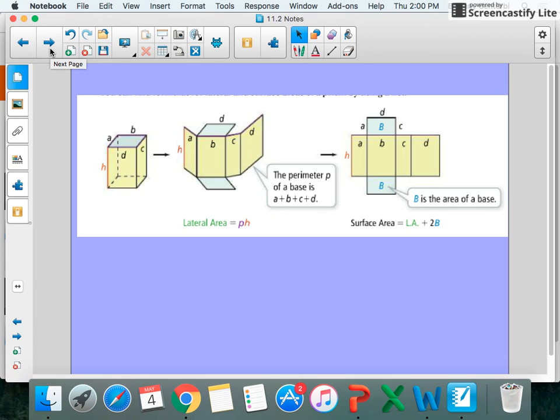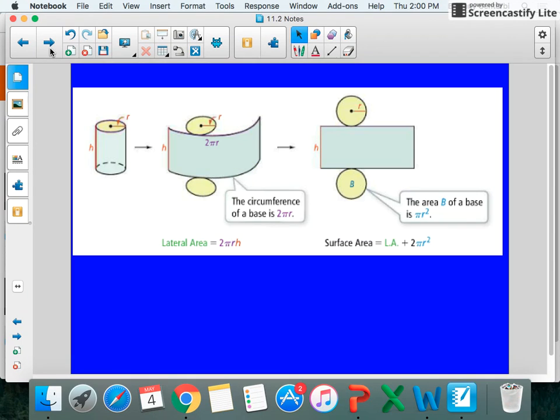So our formula, we're going to do prisms and cylinders. For prisms, you have to find the lateral surface area. The lateral surface area is the perimeter times the height, plus 2 times the area of the base. And we're also going to do a cylinder, which is the lateral area plus the area of the 2 bases.